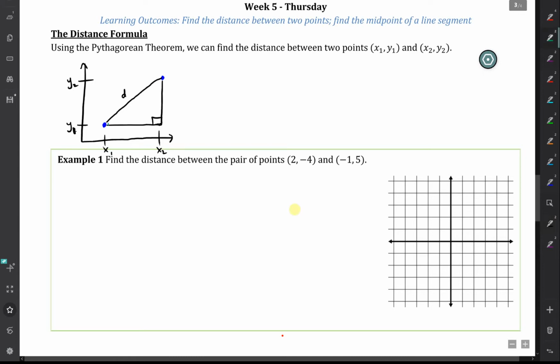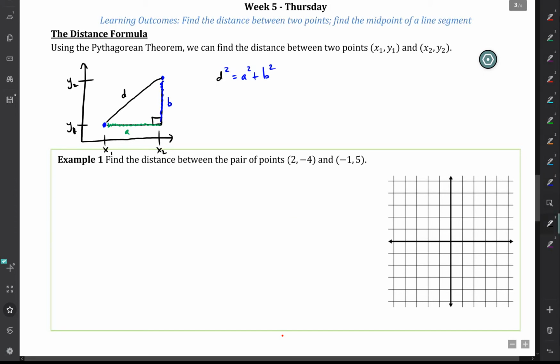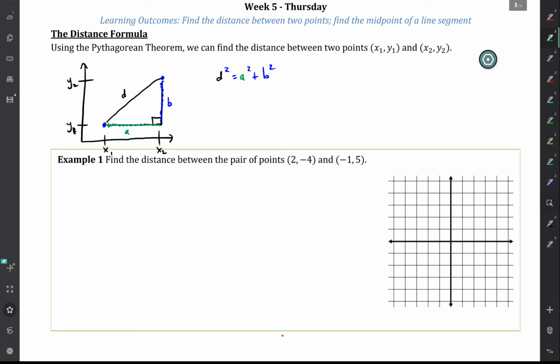So this distance here, if you've studied the Pythagorean theorem, you know this would be A and this would be B. And the Pythagorean theorem says that d squared is equal to a squared plus b squared. Let me color code these things. So here, D is the black edge, A is the green edge, and B is the blue edge. Okay, so everyone remembers the Pythagorean theorem. It says d squared equals a squared plus b squared.